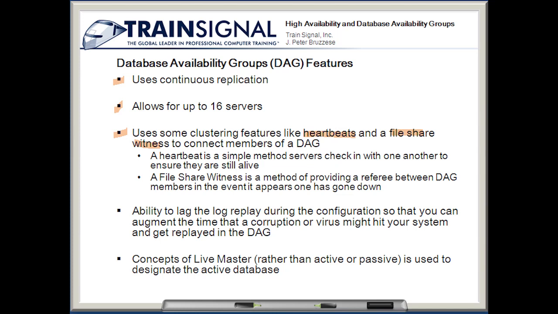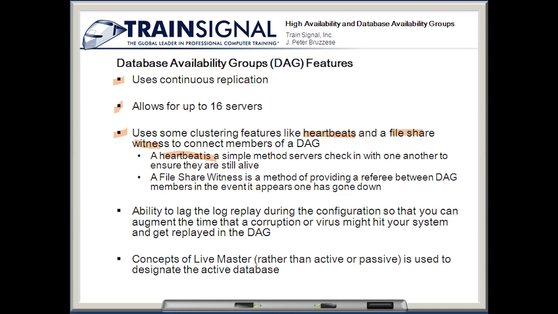There are some concepts that you still want to know about if you're going to have a DAG group. For example, when we say that it looks for a heartbeat, this is a very simple method where servers check in with one another to ensure that they're still alive. A server will send out a heartbeat and say, I'm still alive, I'm still up and running. That's good because then the server that's standing there waiting with a replica of the data doesn't have to get nervous and take over the process. That would be a bad thing. But if the heartbeat stops, then immediately the replica server thinks there's a problem, I need to go into action here.